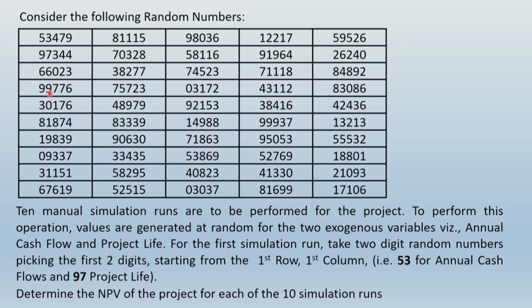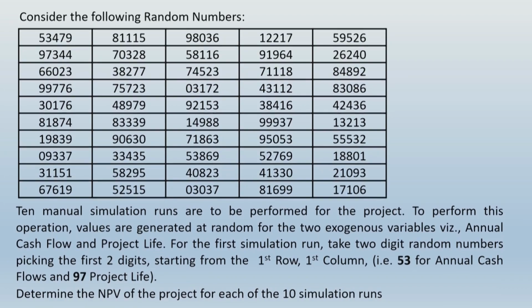But for the first simulation run, they have asked you to pick 53 and 97. So that means 53 as this number and then 97. So 53 and 97 are picked for the first simulation run. 53 will apply to the first variable, that is the annual cash inflow, and 97 will apply to the next variable, which is the project life. So considering that, we will come up with two different sets of random number ranges. One will be pertaining to the annual cash inflows, another with respect to the life of the project.